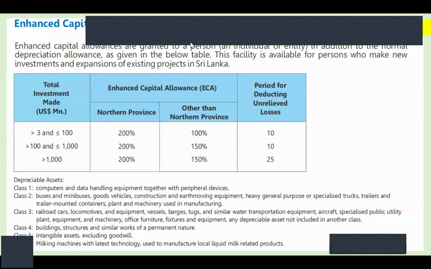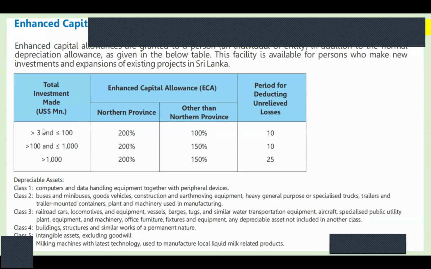Schedule 2 is for investments of more than $1.3 million. If we invest more than $1.3 million but less than 100 million in US dollars in the Northern Province, 200% capital allowances can be deducted after finalizing the investment, after investing the total investment value. If it is in other than the Northern Province, 100%. That means if we incurred 100 million rupees for the investment, then again 100 million can be deducted as a capital allowance. If it is between 100 and 1000, then a 200% deduction is allowable. If it is other than the Northern Province, 150% is allowable.